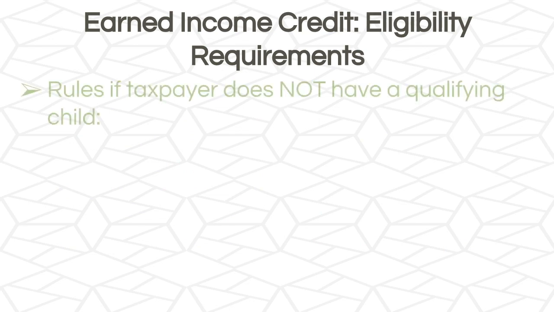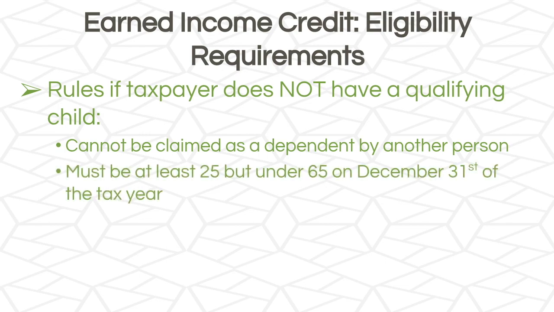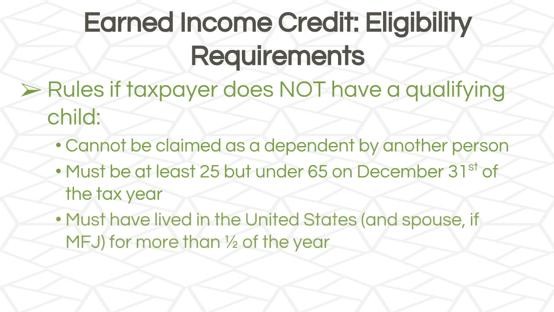And then we have rules for taxpayers who do not have a qualifying child. So these are in addition to the rules for everyone. So they cannot be claimed as a dependent by another person. They must be at least 25 but under 65 on December 31st of the tax year. And they must have lived in the United States for more than half the year.